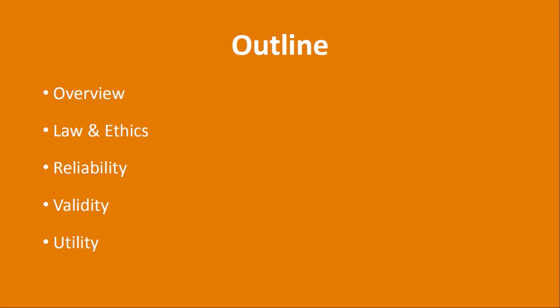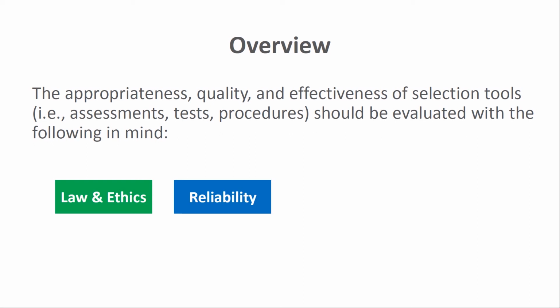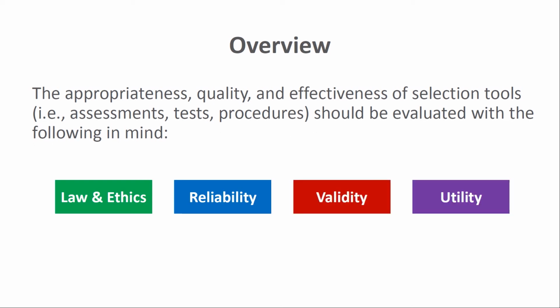So first we'll start with an overview of how we go about evaluating selection tools, and then we'll move on to specific ways in which we can evaluate the quality, appropriateness, and effectiveness of selection tools, which includes law and ethics, reliability, validity, and utility. So let's start with that overview. So first, the appropriateness, quality, and effectiveness of selection tools should be evaluated with the following in mind: law and ethics, reliability, validity, and utility. So let's start with law and ethics.